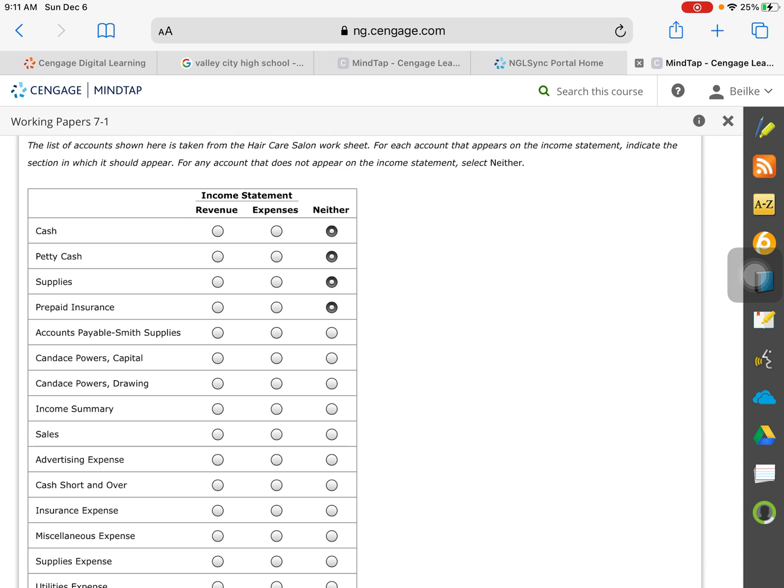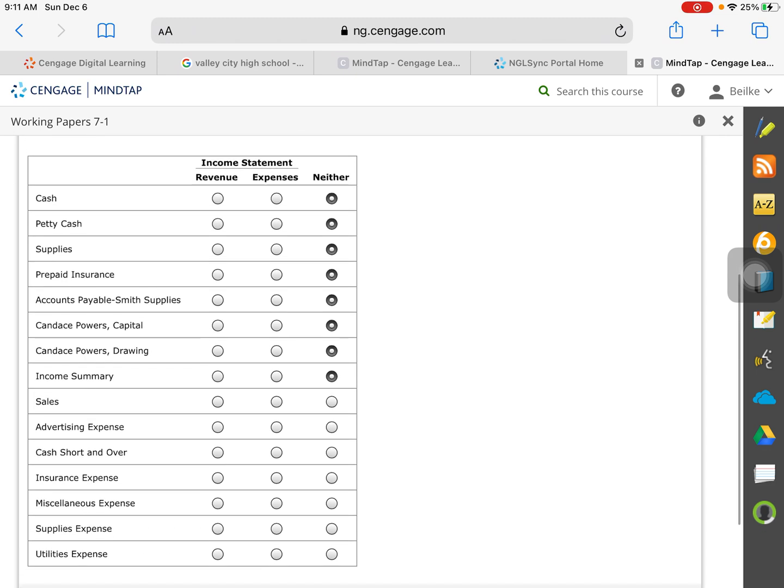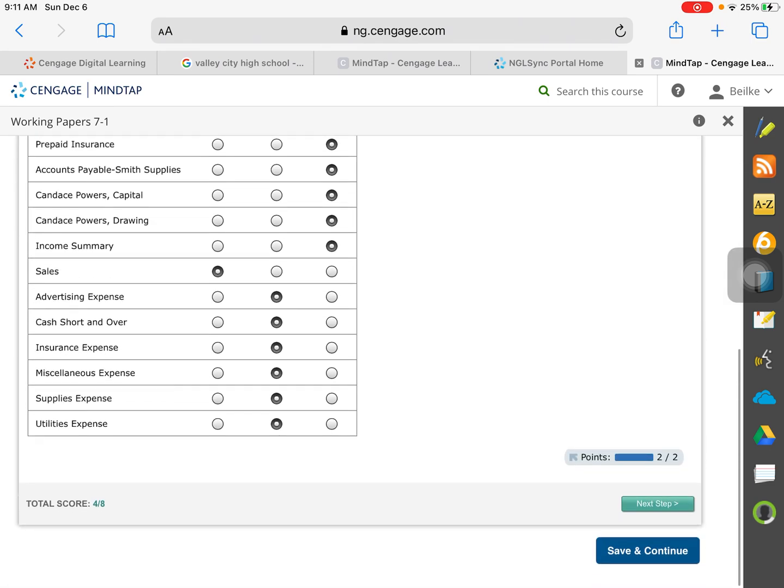Accounts payable is a liability. It does not belong there. Our capital and drawing accounts belong in the owner's equity, so they don't belong on the income statement. Income summary does not. Sales is a revenue account, so therefore it goes into our revenue column, and then all of our expenses go into our expense section. Okay, so grade that and go on.